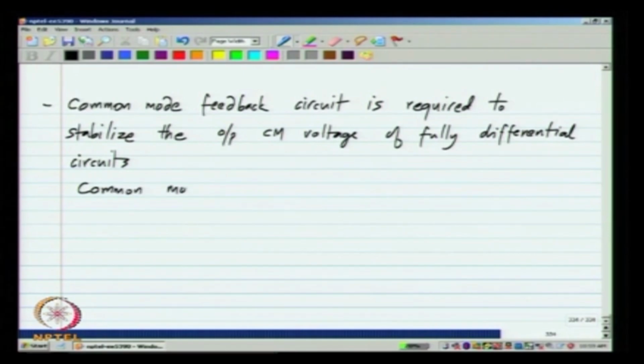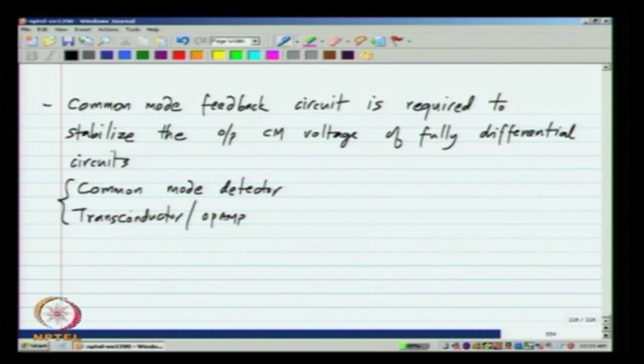a common mode detector plus some transconductor or op amp to complete the feedback. Okay. Sometimes this transconductor to compare the detected common mode to the desired common mode is not explicit, but it is implicit within some part of the circuit. Okay.